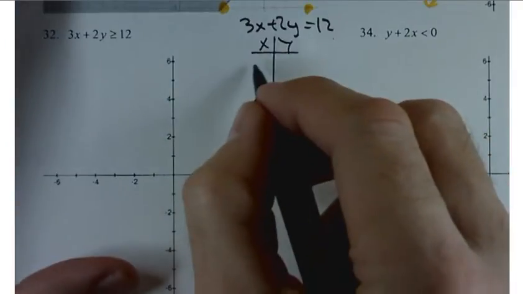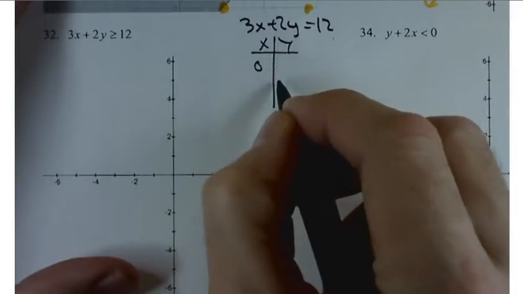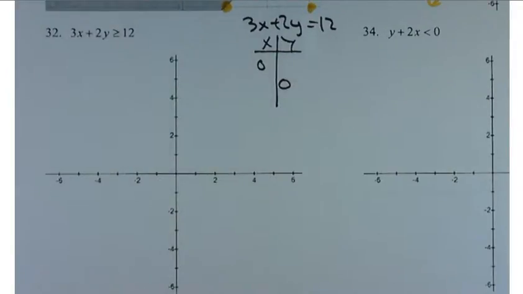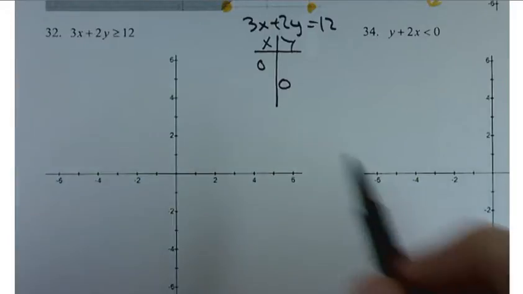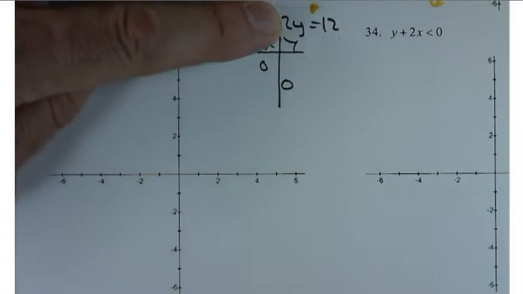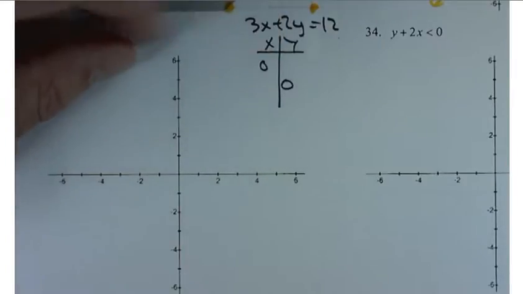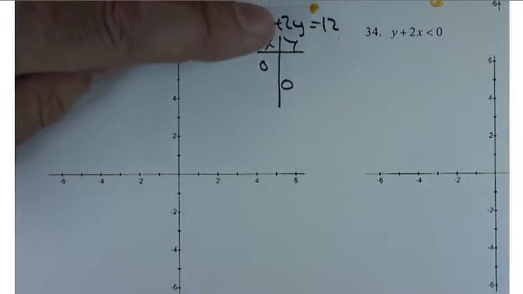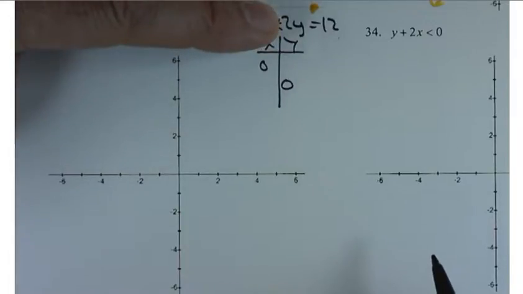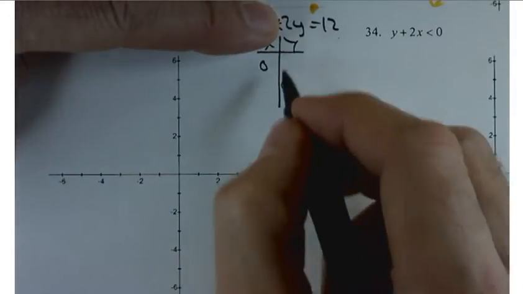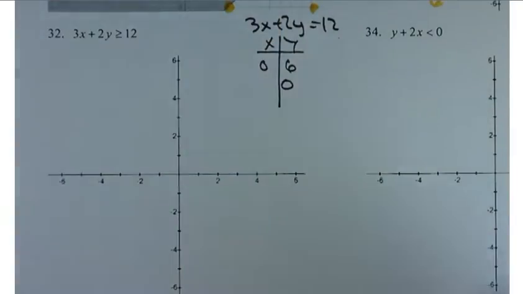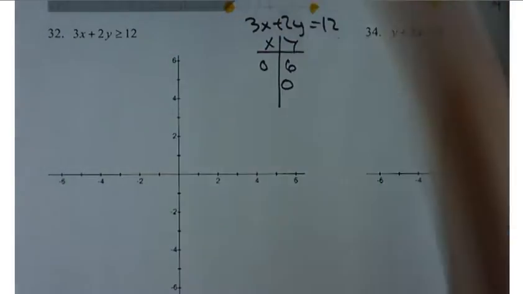I would suggest, especially on this one, we do it this way. Set x equal to 0, get y. Set y equals 0, get x. Let's start by setting x equal to 0. That wipes out this term. 3 times 0 is 0. Plus 2y is 2y. So if x equals 0, what does y equal? 6. Can you do that again? Do that in your head.